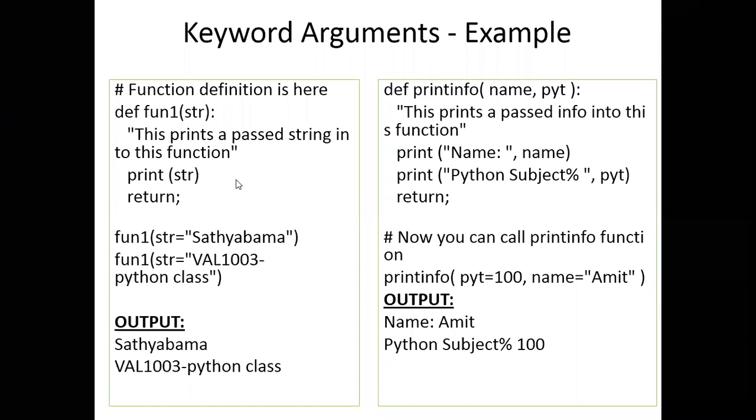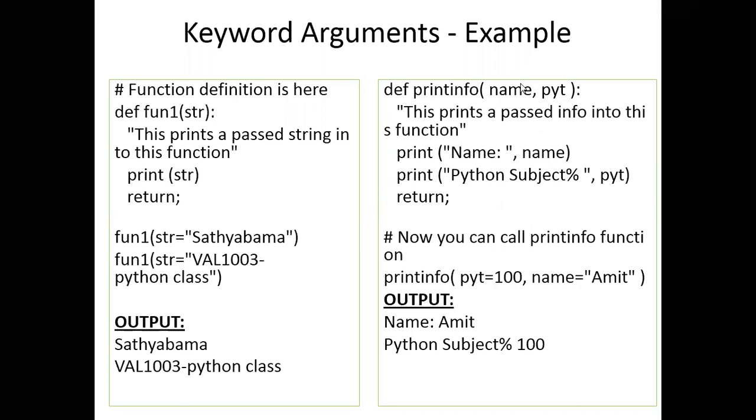Okay, so keyword argument. In keyword argument, you can directly give str equal to, and it will take in whatever input you give. Here I have only one function. You just see over here: define, the function name, comma pyt. Then I'm trying to print the name and Python subject percentage. So here print info pyt equal to 100, in any order I can give.